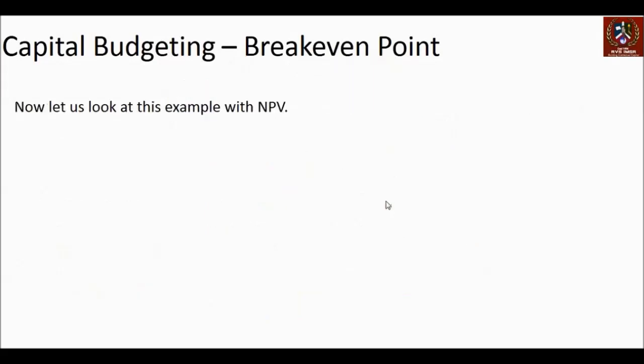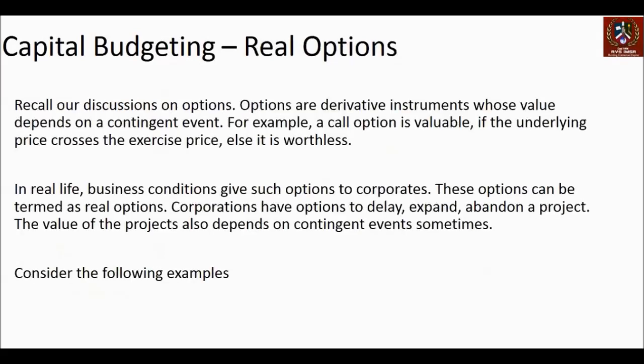Then we have something interesting, which is what we've just seen. The last interesting point here is going to talk about something called real options, right? Now, recall our discussions on options. Options are derivative instruments whose value depends on a contingent event, right? So, for example, a call option is valuable if the underlying price crosses the exercise price, else it is worthless, right? We remember our discussion on derivatives.